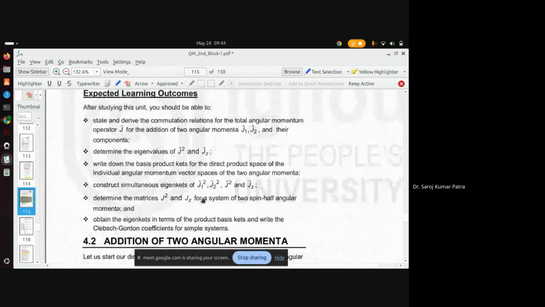So what exactly we will be discussing, expected outcomes will be: derive the commutation relation for the total angular momentum J for addition of two angular momenta J1 and J2. Determine the eigenvalues of J square and Jz. And most importantly, determine the matrices J square and Jz for a system of two spin-up angular momenta. And then we'll talk a little bit about the Clebsch-Gordan coefficients, which are popularly known as CG coefficients.